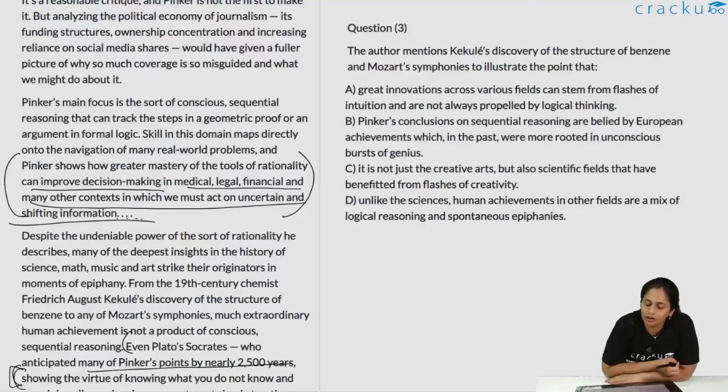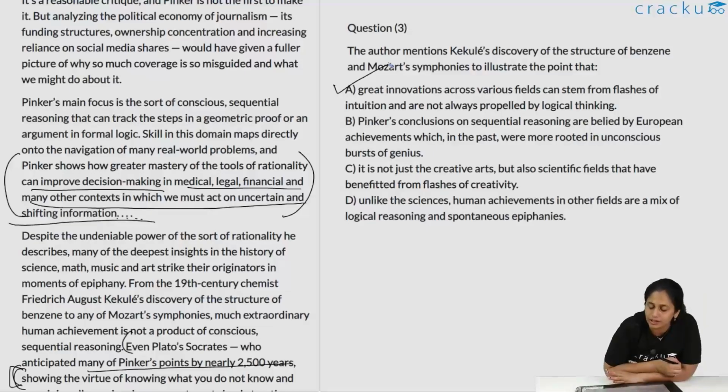Third question, the author mentions Kekulé's discovery of the structure of benzene and Mozart symphonies to illustrate the point that great innovations across various fields can stem from flashes of intuition and are not always propelled by logical thinking. This is exactly the point being made over here, that in many different fields, from science to arts, you can have great innovations and great discoveries through dreams and visions, through inspiration and not through logical reasoning. This is the main point being made, so I'd say A is the right answer.